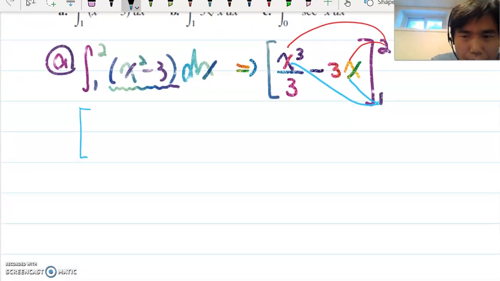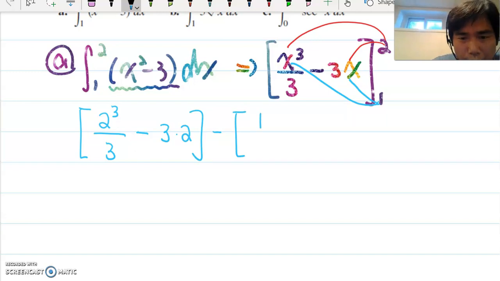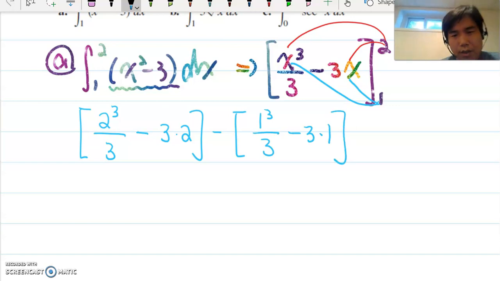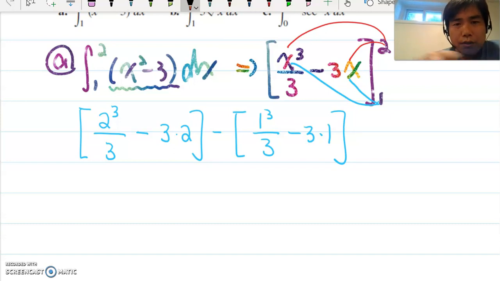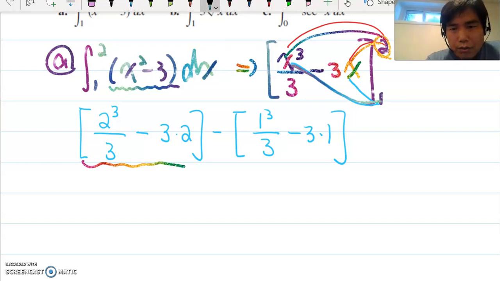So first of all, you plug 2 into x: 2 cubed over 3 minus 3 times 2, minus 1 cubed over 3 minus 3 times 1. Are you with me? Once more, I plug 2 into x first. That's how I got this one. And then I plug 1 in, and I got this one. Then the last step is we simplify.